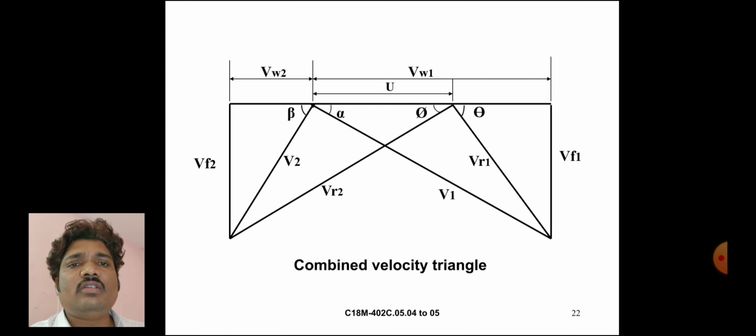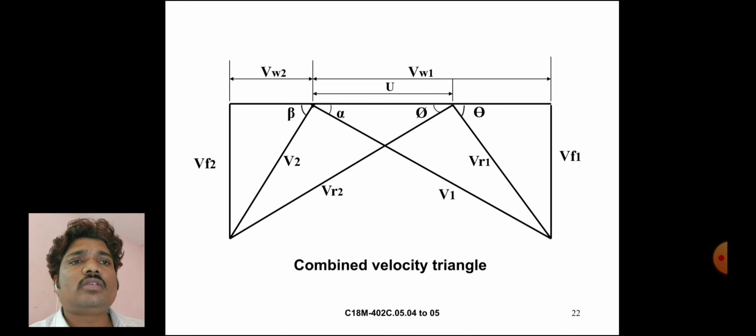VF2 is the steam outlet flow velocity. V2 is the steam outlet velocity. VR2 is the steam outlet relative velocity. V1 is the steam inlet velocity. VR1 is the steam inlet relative velocity. VF1 is the steam inlet flow velocity. These are all combined velocity triangles that may be forming.